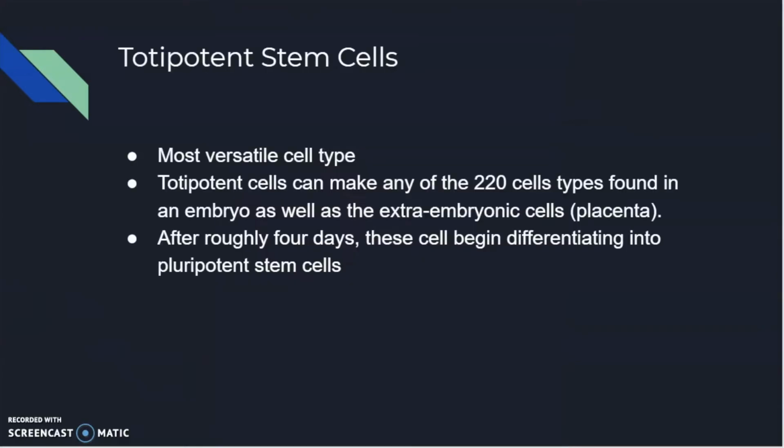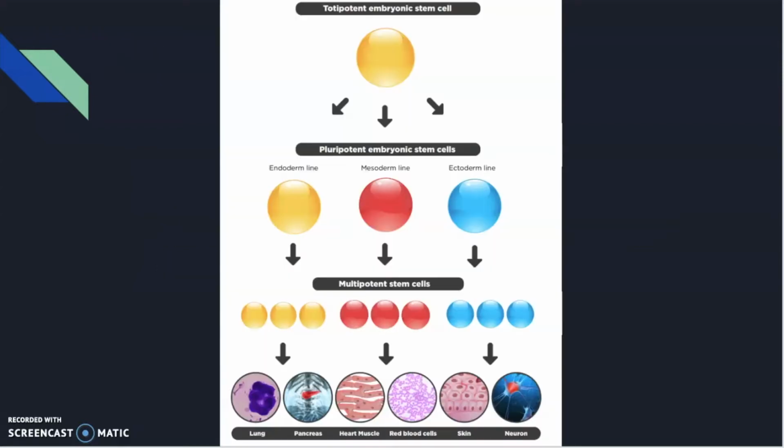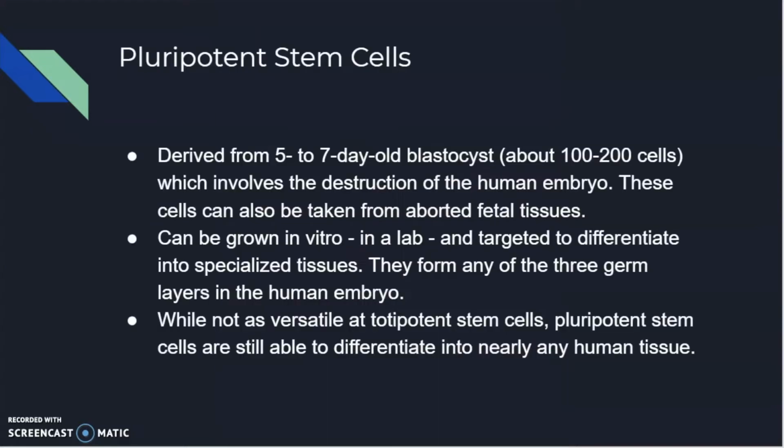So totipotent, they are the most versatile types of stem cells. They can make any of the 220 types of cells found in an embryo, as well as the extraembryonic cells. And after roughly 4 days from fertilization, the cells begin to differentiate into pluripotent stem cells. So you imagine there's only about 4 cells, and that short window is the time frame that you have totipotent stem cells.